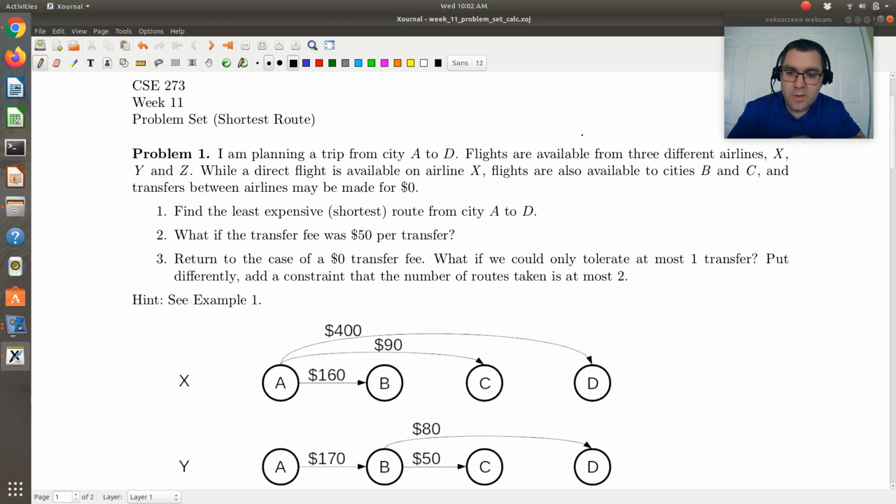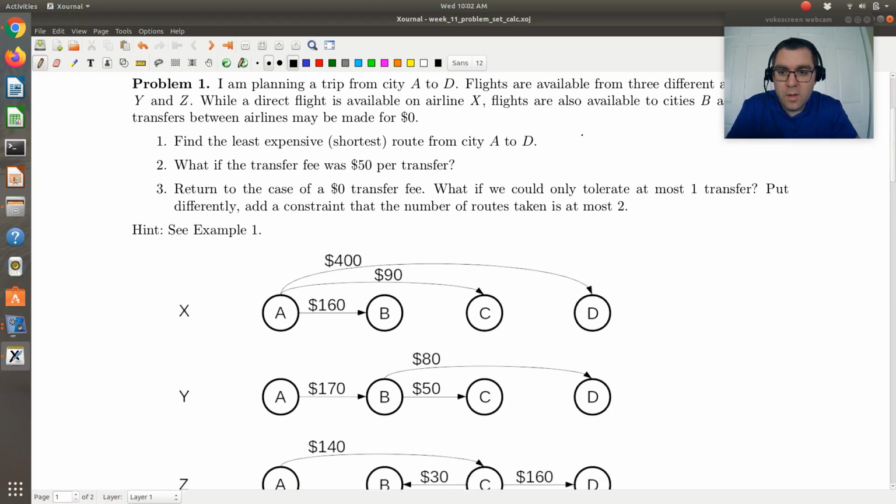Part 2: what if the transfer fee was $50 per transfer? And part 3: return to the case of $0, as in part 1, but what if we could only tolerate at most one transfer? Or to put it differently, add a constraint that the number of routes taken is at most 2. Okay, let's go ahead and get it set up.